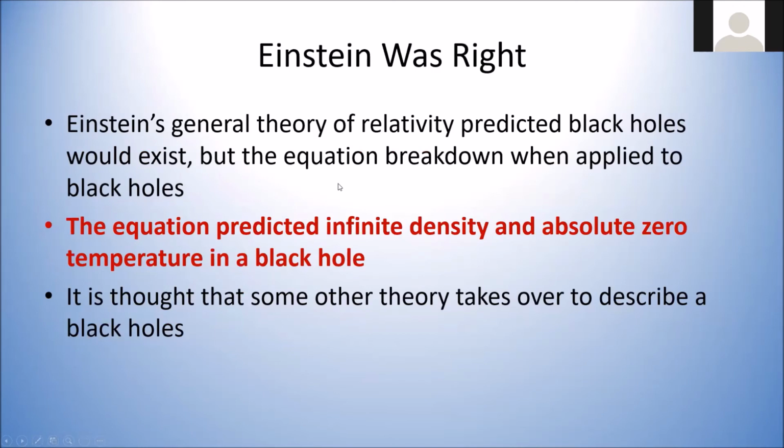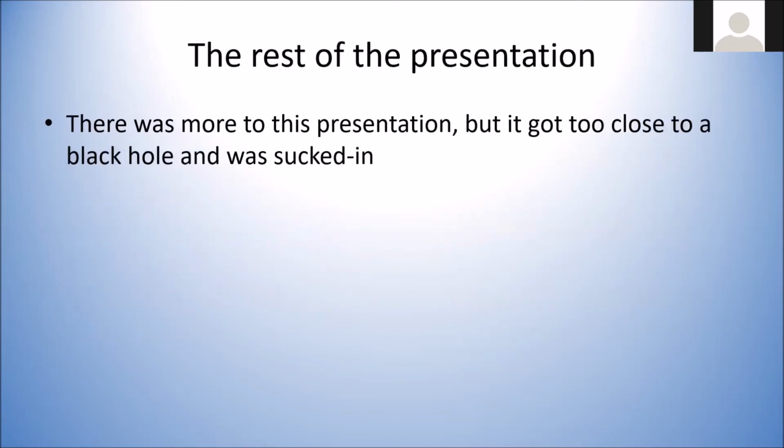So Einstein's theory predicted black holes, even though Einstein didn't realize it at the time. But the equation breaks down when applied to black holes. The equations predict infinite density, which can't be, and an absolute zero temperature, which is another impossible thing. It is thought that some other theory will come along one of these days to describe mathematically what happens for a black hole.